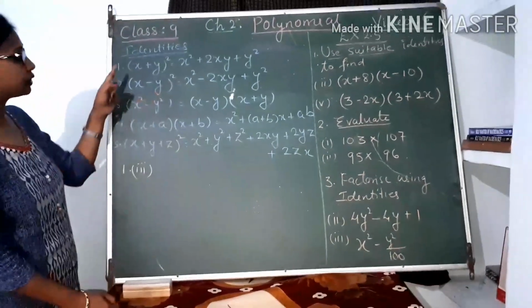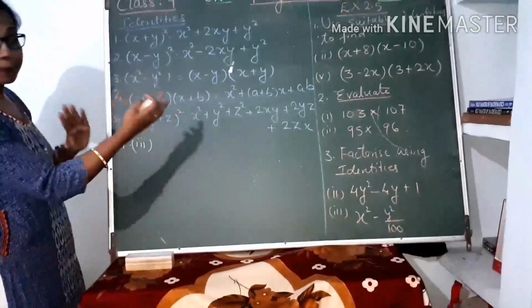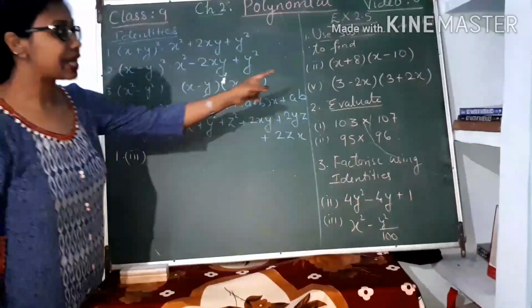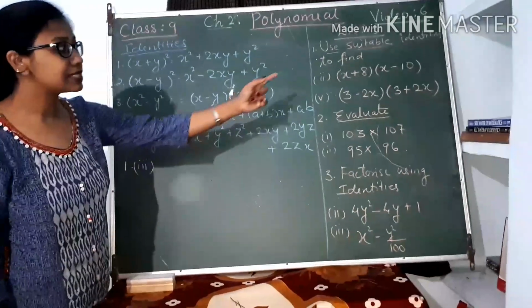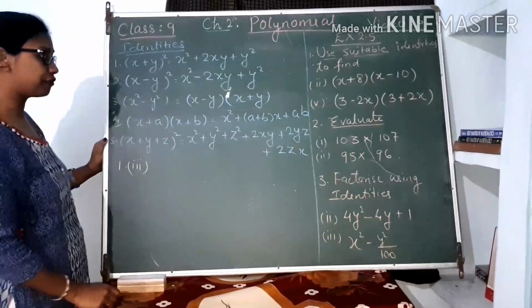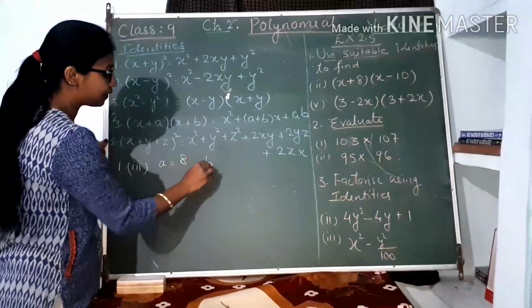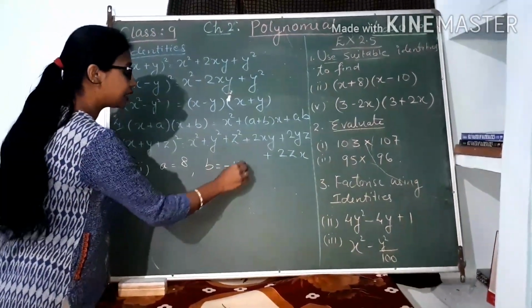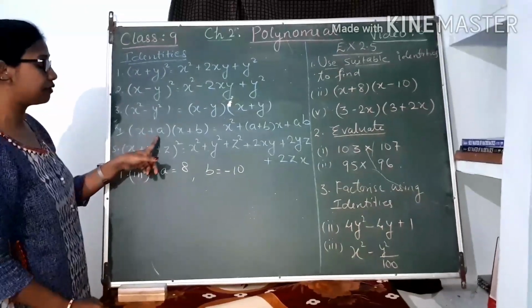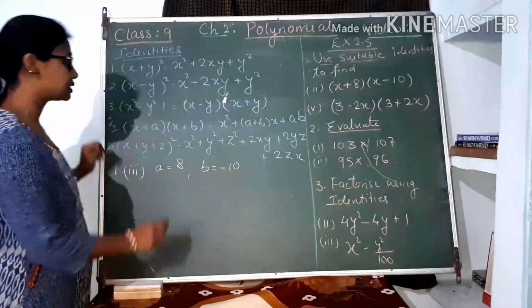Compare that problem with all these 5 identities. Can you compare which identity is applicable here? (x plus 8) into (x minus 10). We use identity number 4. Clearly we can say a is 8 and the value of b is minus 10. Here we have written a positive sign, so take care that the b value is minus 10.